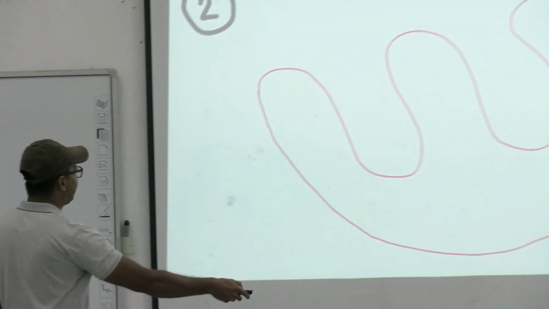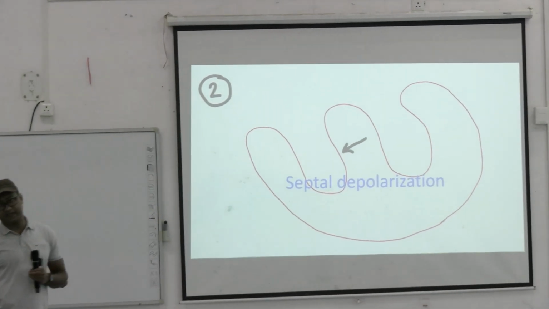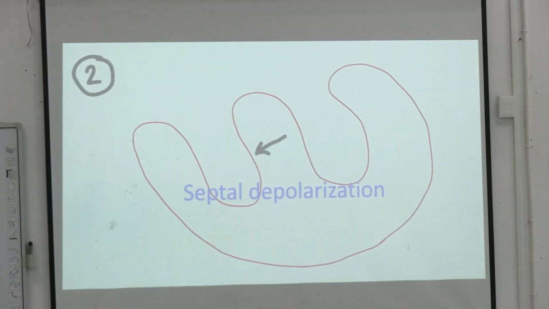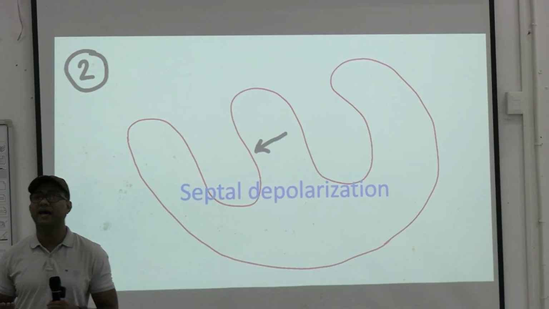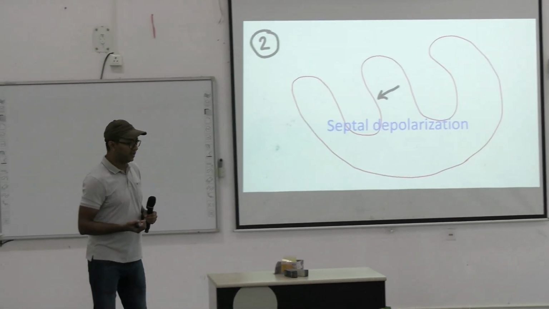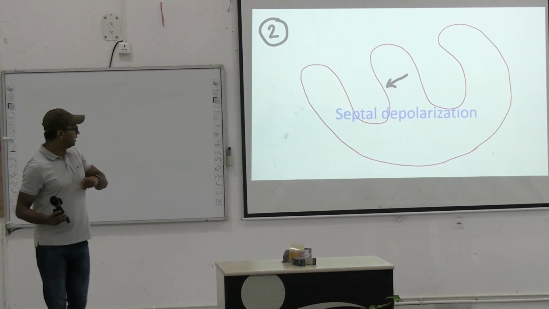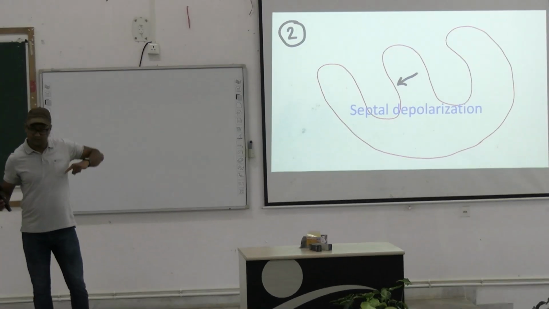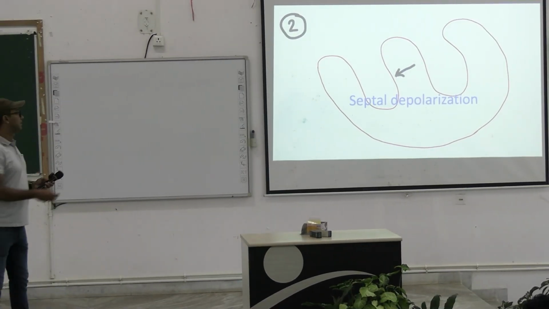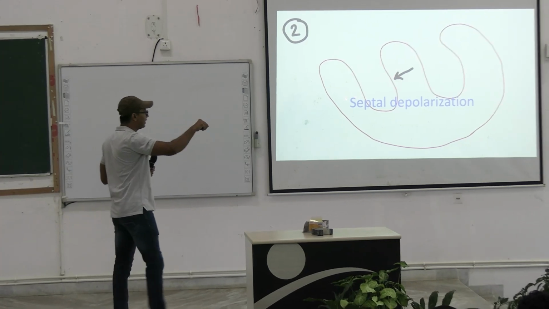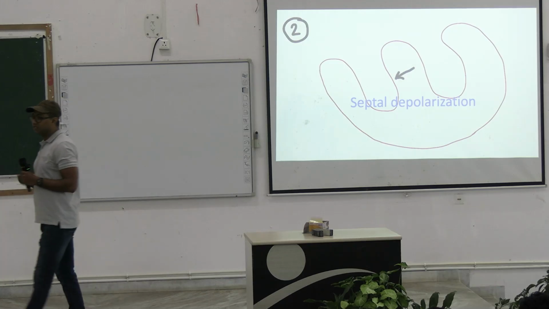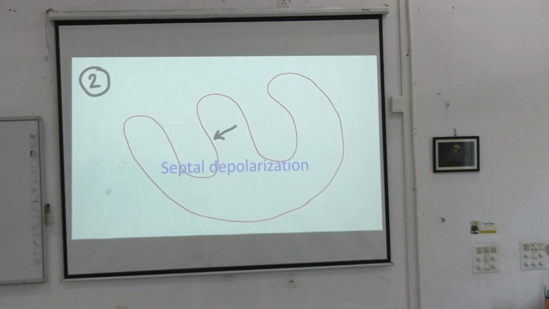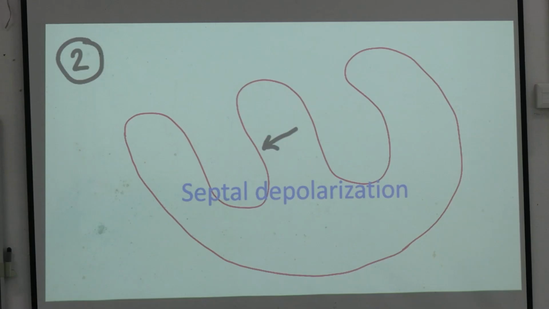The second vector is called the septal depolarization vector, which depolarizes the interventricular septum, and the direction is from left to right. In case of my heart it is this, from left to right. This is called the septal depolarization vector. This is how your interventricular septum is depolarized. So the first vector is the atrial depolarization vector, the second vector is the septal depolarization vector, right?